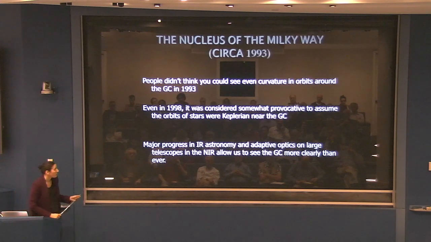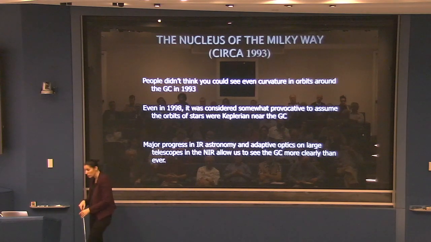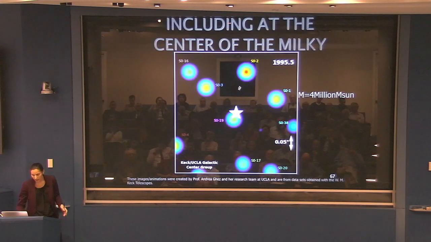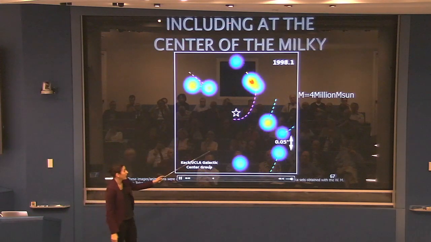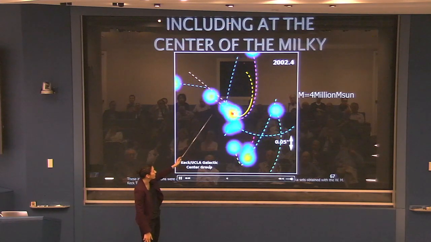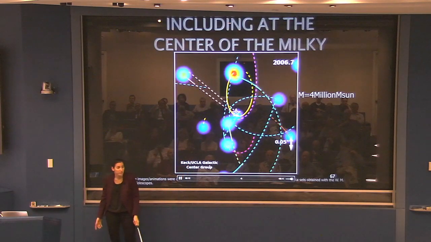But in fact, it was the progress in infrared astronomy, the fact that you could do adaptive optics on big telescopes and that you had very sensitive infrared arrays, that allowed you to see the galactic center very, very clearly. And of course, this is the result of that endeavor. There are two groups who worked on this. I'm showing the picture from the UCLA group. But you could actually watch stars over enough time in Keplerian orbit around a central dark system.